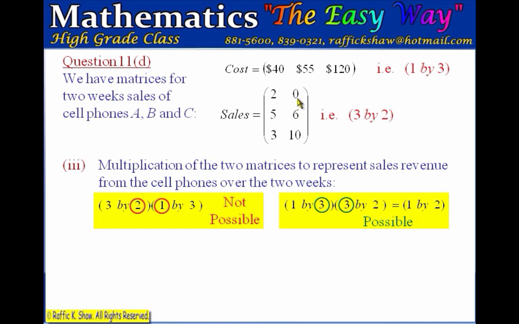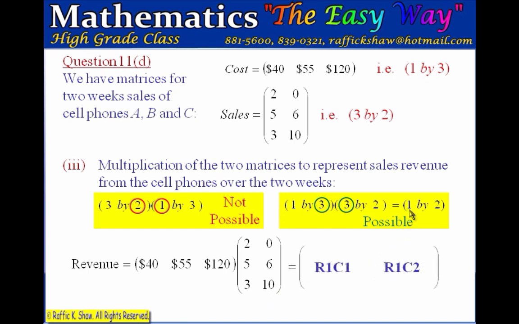And so in order to make the multiplication of these two matrices possible, we have to place the 1 by 3 matrix, which is the cost matrix, in front of the 3 by 2 matrix, which is the sales matrix. And so this is how the revenue would have to be calculated. The 1 by 3 would have to be multiplied by the 3 by 2. And when we do that multiplication, the result would be a 1 by 2 matrix, meaning 1 row, 2 columns.